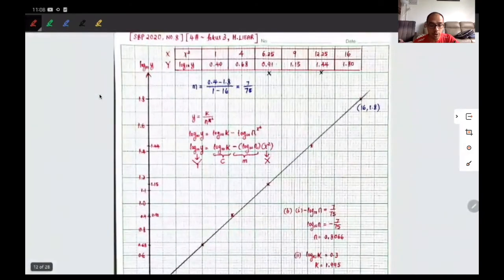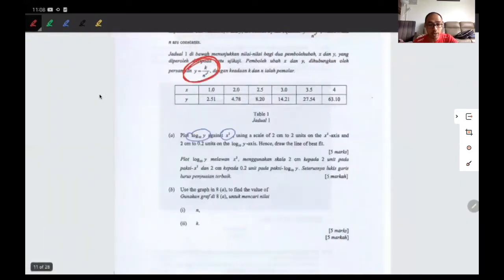Okay, and how do we do it? We use log. So you log both sides. Log 10y equals log 10k minus log 10n x squared, because this is according to what is given. So this is n x squared. So annoying, but what to do? That's how it's been given.